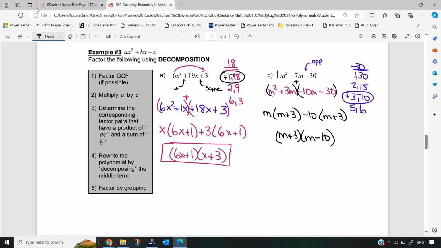Again, this was a special case, so if you notice, when my leading coefficient is 1, I could have just done product sum. Two numbers that multiply to be negative 30 and have a sum or difference of negative 7.